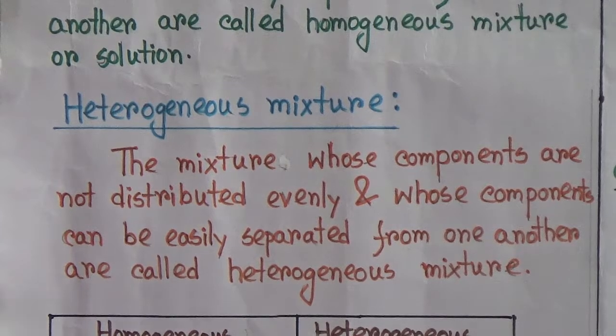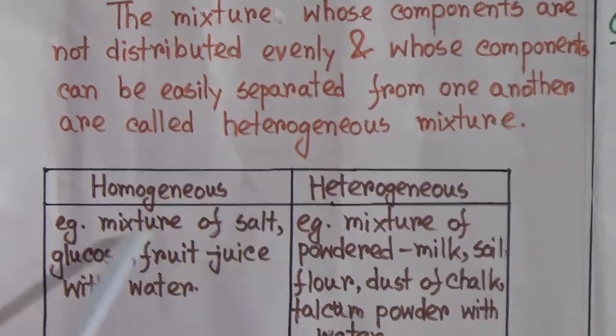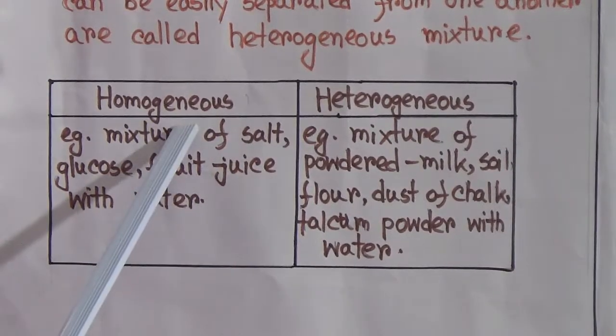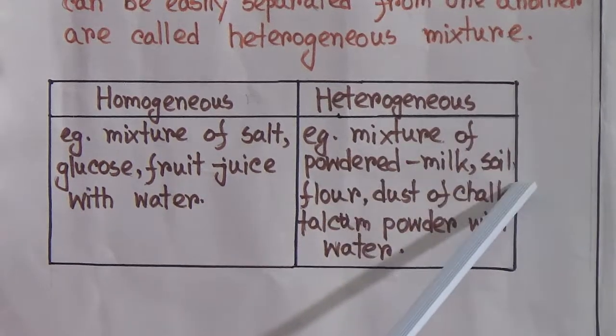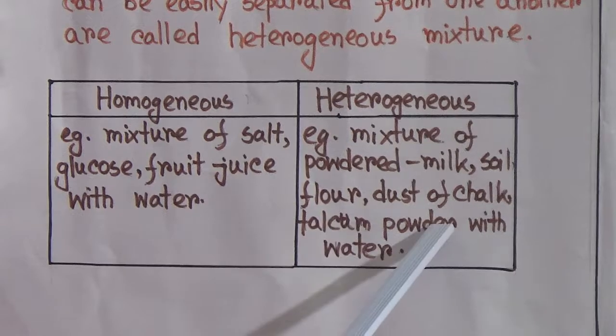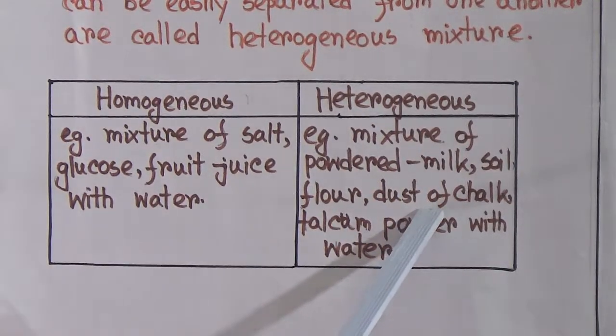Now here I have given some examples of homogeneous mixture and heterogeneous mixture. Let's see. Mixtures of salt, glucose, fruit juice with water, these are all homogeneous mixtures. And the mixtures of powdered milk, soil, flour, chalk dust, talcum powder with water, etc., are examples of heterogeneous mixture.